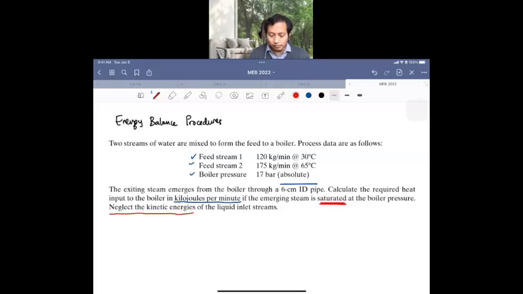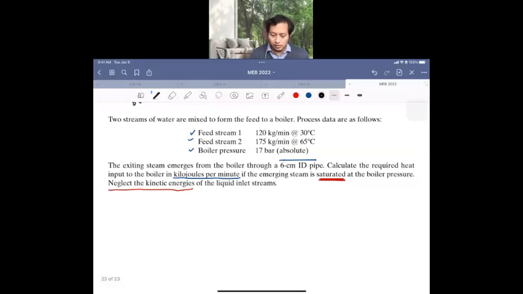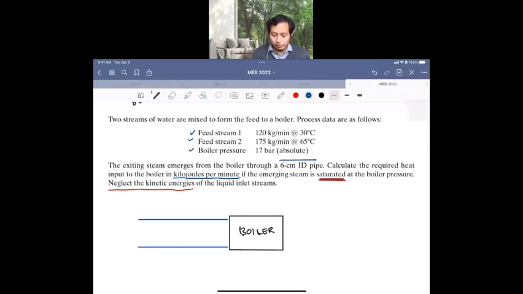Okay. So from here we can take this into a diagram. We may state the core is the boiler, right? Because this is the one that we are going to feed, and then the one that emerges. The process goes into the boiler and out of the boiler. So we may take this into a schematic diagram. And then we have two streams, right? Stream 1 and stream 2.